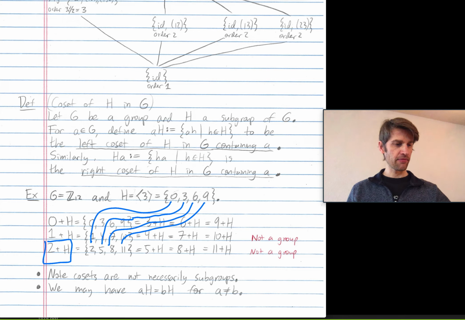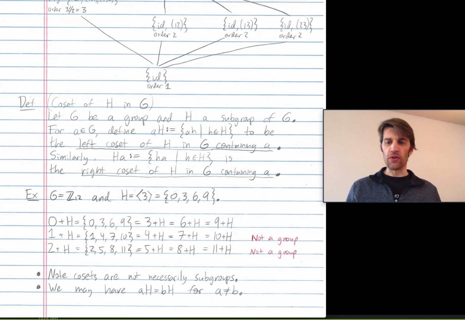One thing to note is that a coset might have multiple names. So this coset 0 plus H could also be called 3 plus H, because when I add 3 to all the elements in H, I get the same set. 0 plus 3 gives me 3. 3 plus 3 gives me 6. 6 plus 3 gives me 9. And 9 plus 3 gives me 12, or 0. So I get the same set containing 0, 3, 6, and 9.